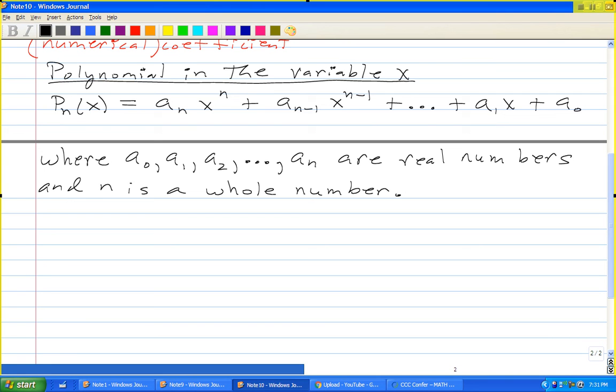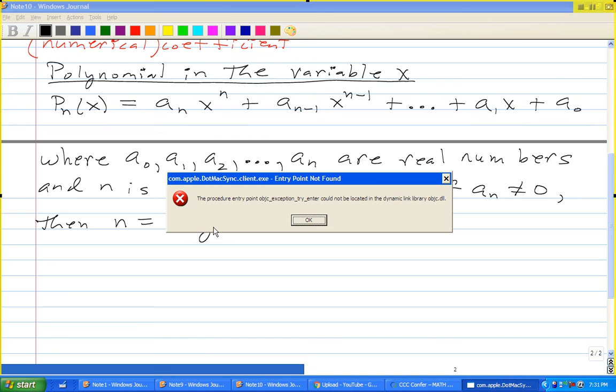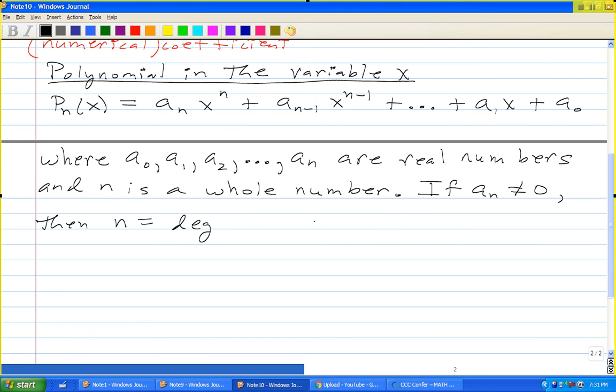Let's assume that the leading order coefficient is not 0. So if a sub n is not 0, and we're assuming that when I write this, then the number n is called the degree of the polynomial.